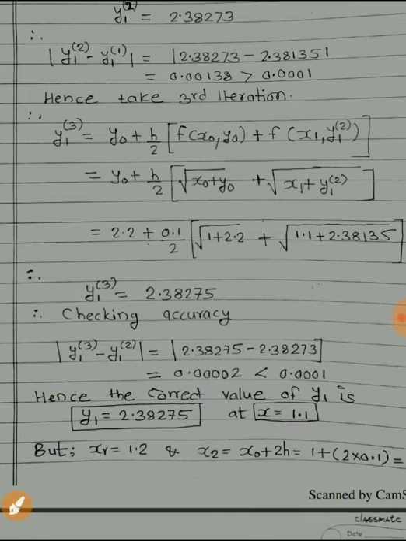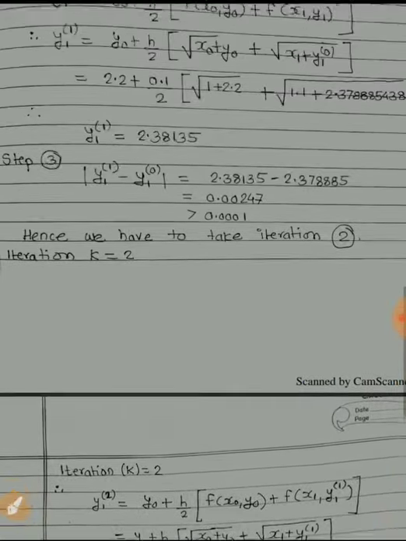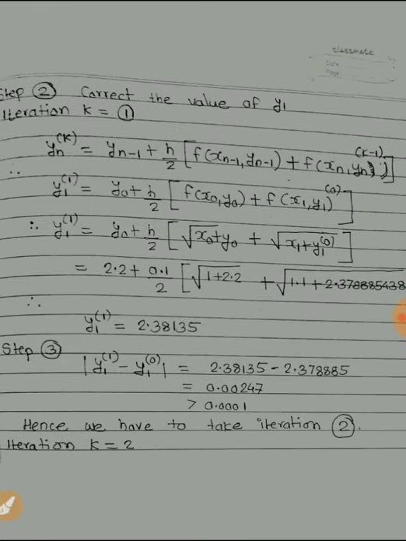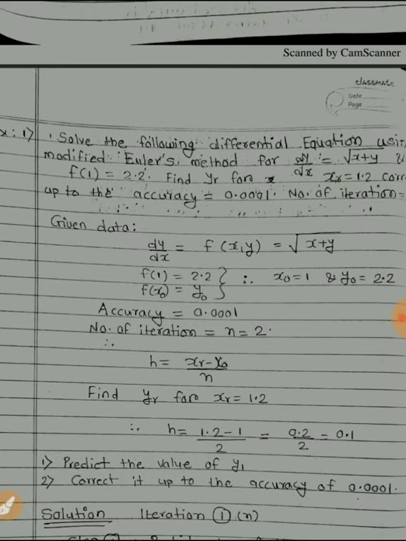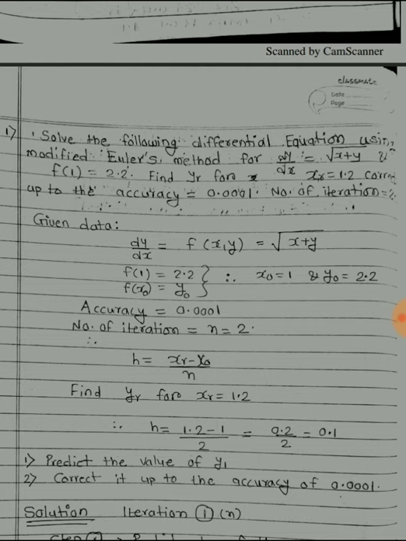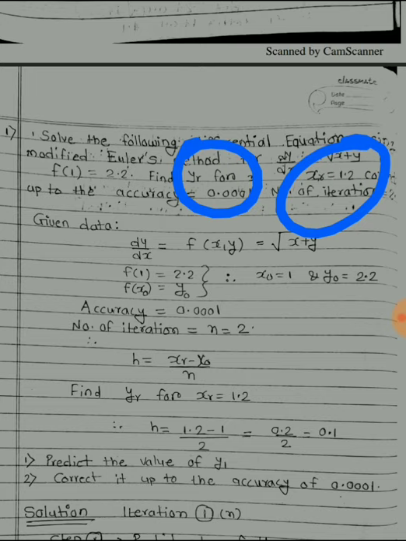This is the value of y at x equals 1.1. This is not the end of the problem, because in the problem statement it is asked to calculate the value of y when x equals 1.2 with the step size of 0.1. So with the help of this, I can say that I am moving with the step size of 0.1.